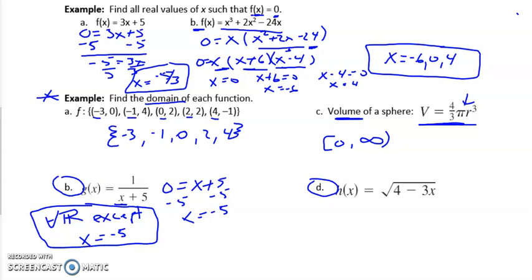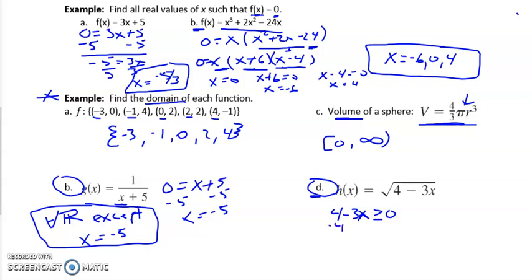On the next example, part D, it has a radical, so I know that the numbers underneath the radical have to be positive or 0, technically. So I'm going to set it greater than or equal to 0. So I have 4 minus 3x underneath the radical, and I keep saying that it has to be positive. Well, it can be positive, which is greater than 0, or it can be equal to 0 too. Then you solve that inequality to get the domain.